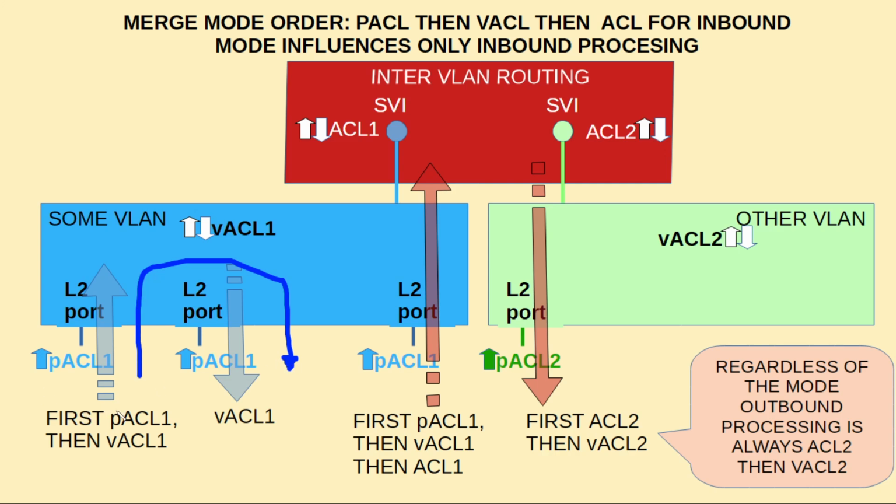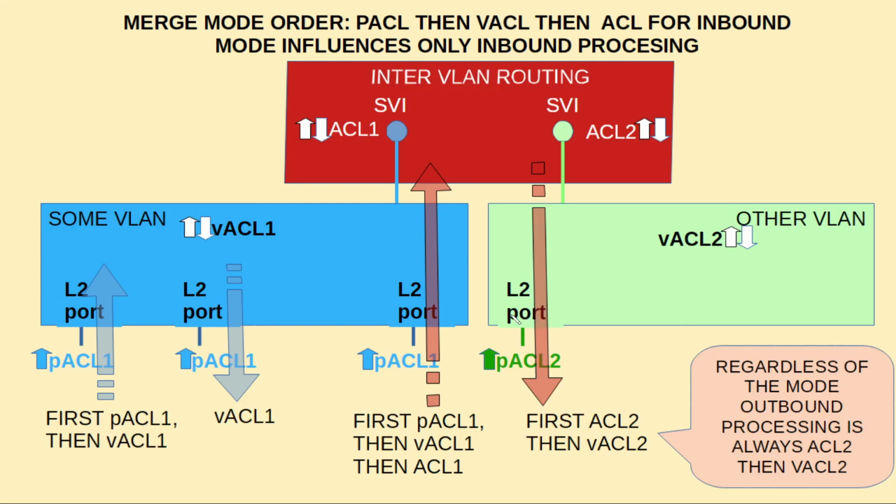First, we are going to analyze the port access control list for this port in the inbound direction. That is the only direction that port access control lists support. Then we are going to process the VLAN access control list for the blue VLAN in the inbound direction. And then we are going to process the VLAN access control list for this same VLAN in the outbound direction.